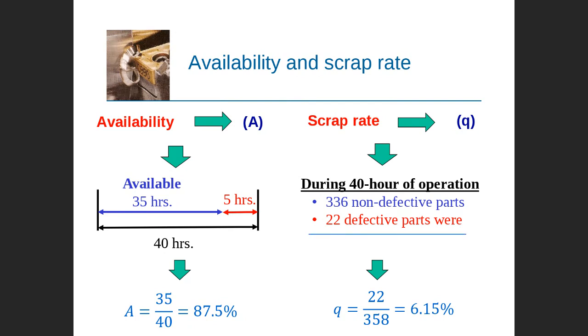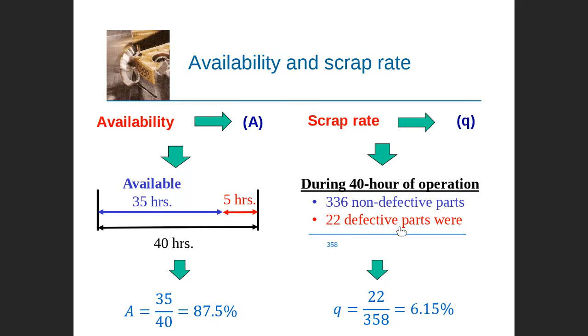But in total, how many parts were produced? Total is 358. So 336 is okay, 22 not okay, total 358. What is the percent of scrap? This is the defective part scrap.